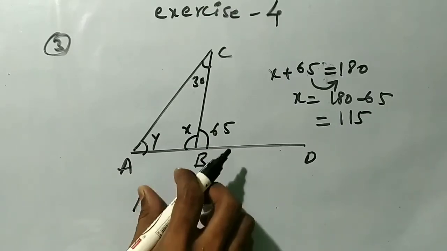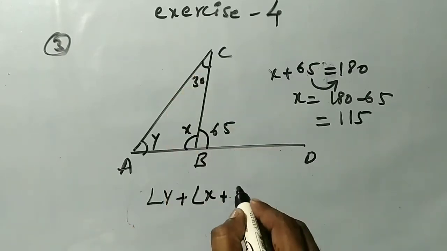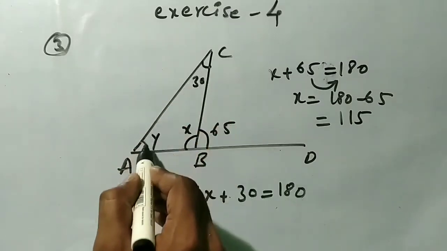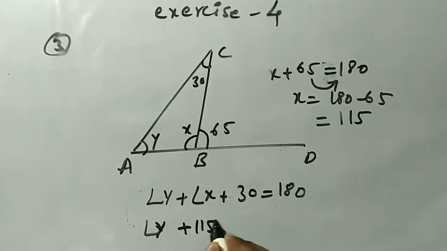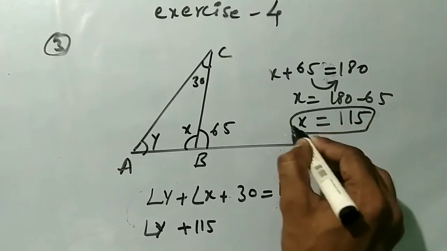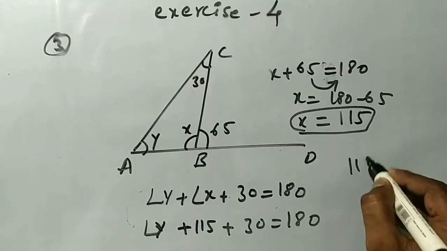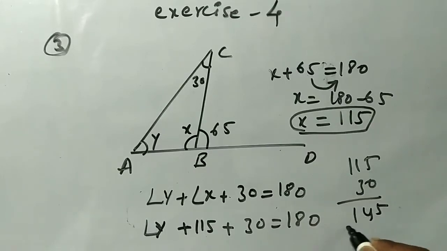That is angle y plus angle x plus angle c, that is 30, is equal to 180, because the summation of interior angles of a triangle is equal to 180. Angle y we don't know. Angle x is equal to 115, so angle y plus 115, plus 30 given in the question, is equal to 180. So 115 plus 30, 5 plus 0 is equal to 5, that is 4, 145.